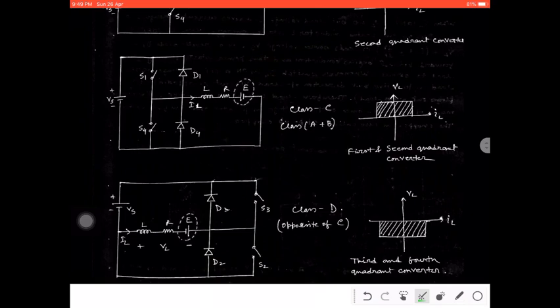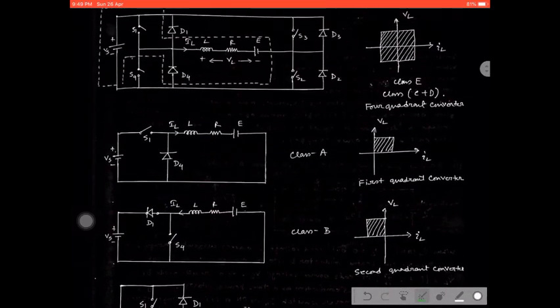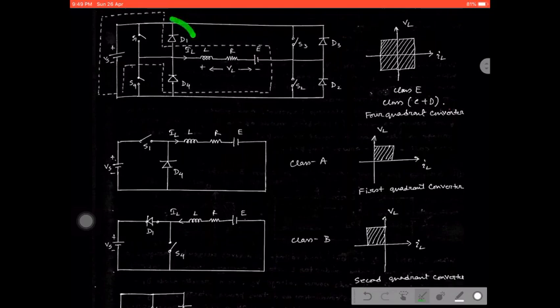Next part is the class D chopper, and as I told you before, class D is the opposite of class C. For class C I have taken this part, and now I have to take this part for class D. As we know, class D is the opposite of the class C chopper. That is why we can say this switch S3 is directly connected to the positive terminal of the supply, and the opposite part of S3 is connected to the load, as well as we can consider the D2 part.